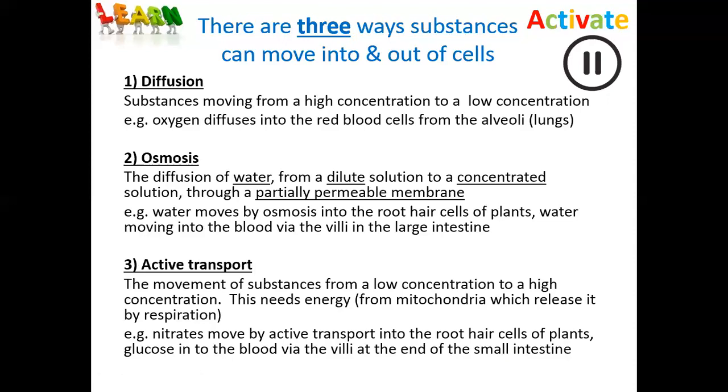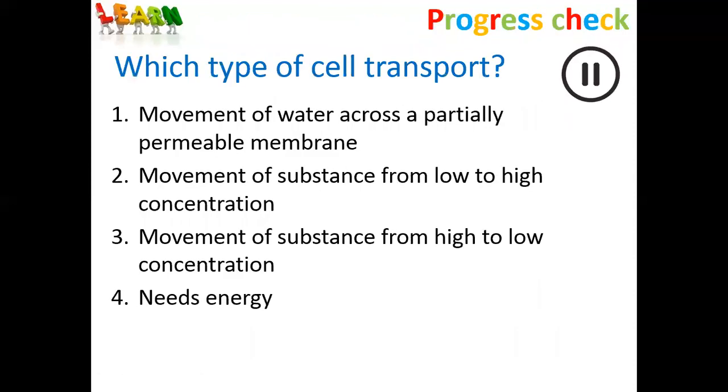Okay? If you want to pause and make yourself some notes on that, you can do. But I'm going to just check now that you've understood those three processes by simply asking you to write down the answer to each of these. So for each of these four statements, it's describing one type of cell transport. Actually, one of them is describing two, but just write down your best answers to those, decide whether it's osmosis, active transport, or diffusion, and jot those down after you've paused the video, and then we'll check your answers.